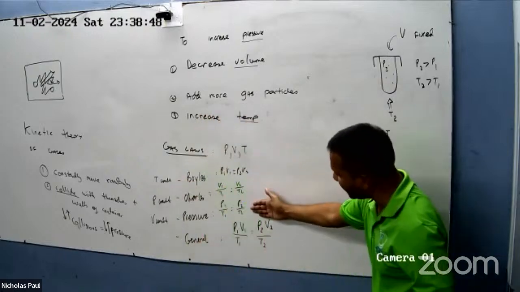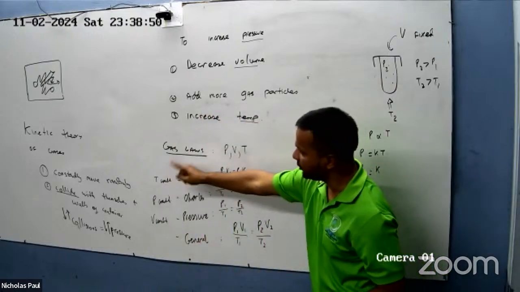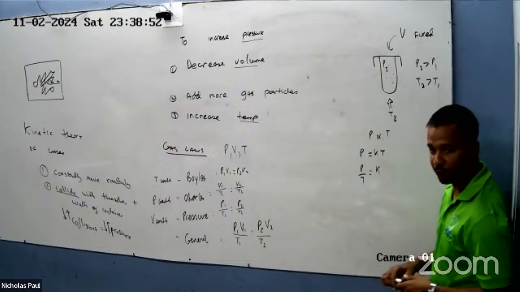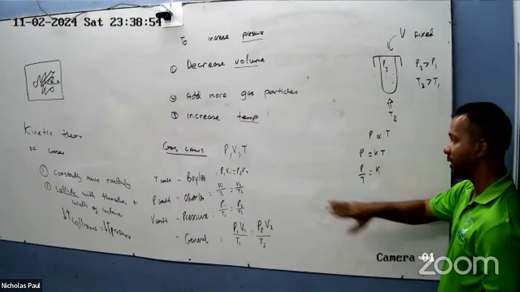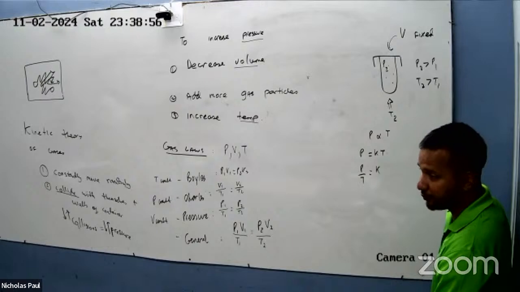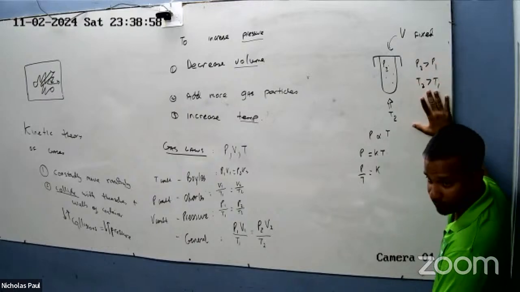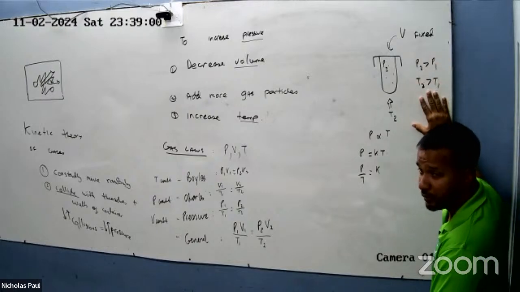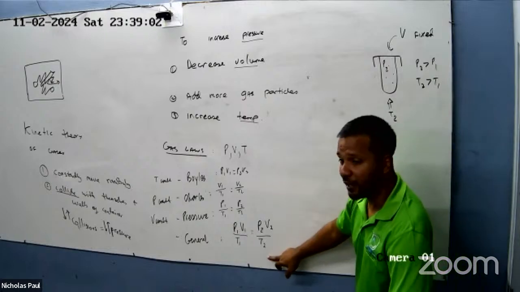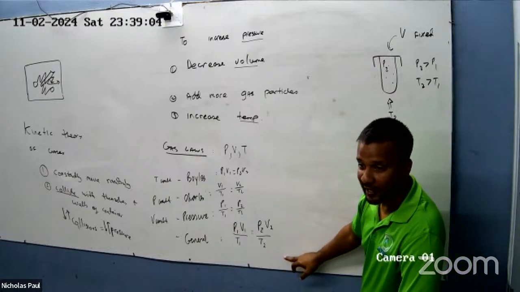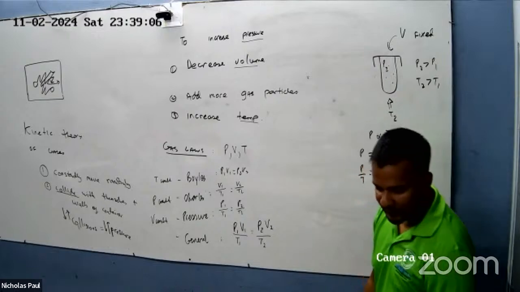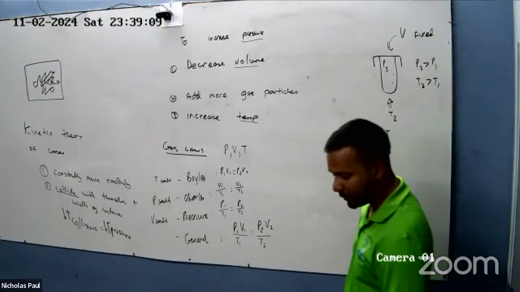So all these things could be explained using those two theories. Everything could be explained using those two theories, like I showed you here. All right? And underneath these rules, write in red, temperature must be in Kelvin. Okay? Temperature must be in Kelvin.